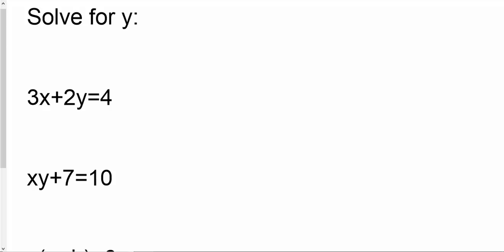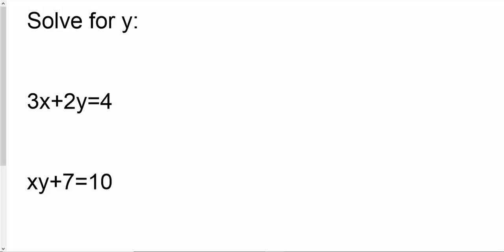For example, on this first one, the first thing we're going to have to do is getting rid of this 3x. We don't want the x and y together. We want just one y. So we're just going to subtract 3x from both sides.